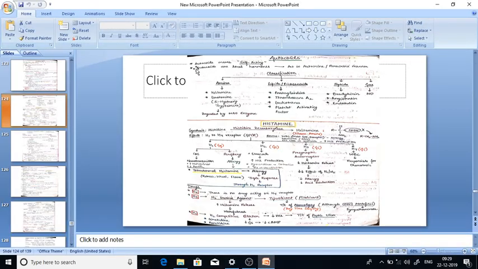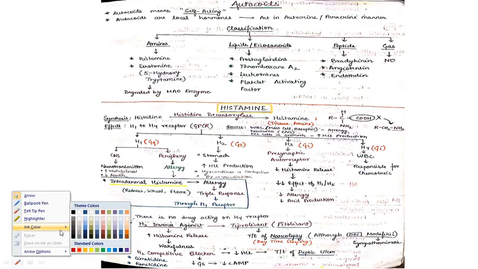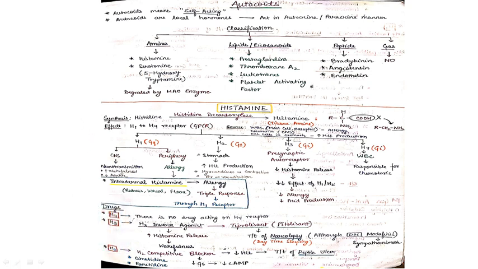So hello friends, now in this video we are going to discuss the next topic in our Autocoids chapter, and that is our histaminic drugs, histamine basically. So let's start with the histamine. First we will talk about the synthesis of histamine. From histidine, by the action of the enzyme histidine decarboxylase, histamine gets synthesized. So this is the basic synthesis process of the histamine.